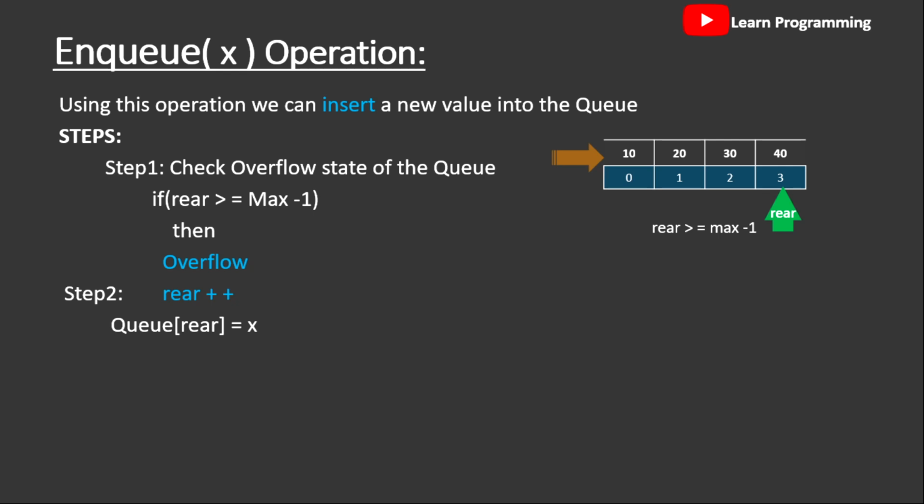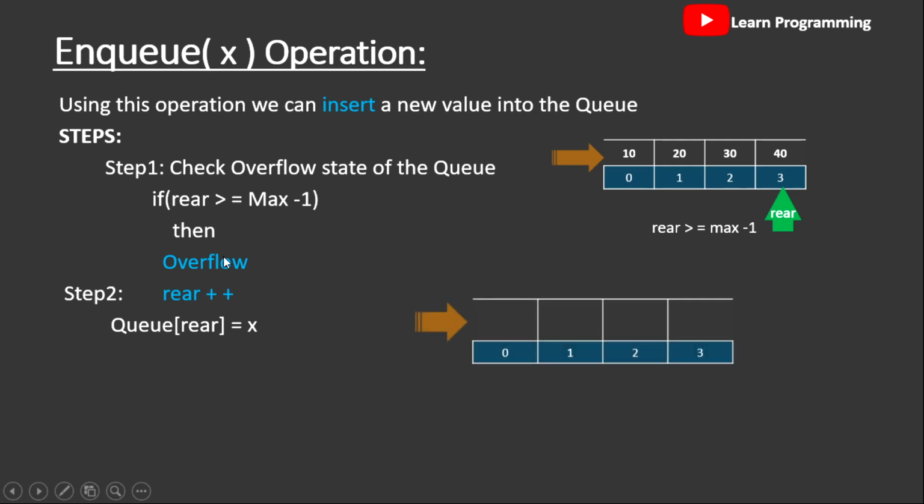We have this queue where it says that the queue is completely full because the rear is pointing to 3, or the third index, and the maximum that we can hold in this queue is 4 values, where we have 0, 1, 2 and 3. So here I am checking the condition: rear, which is 3, greater than or equal to maximum, which is 4, minus 1. So 3 greater than or equal to 3, the condition is satisfied, and now it displays the overflow state. Let us consider a next case or situation.